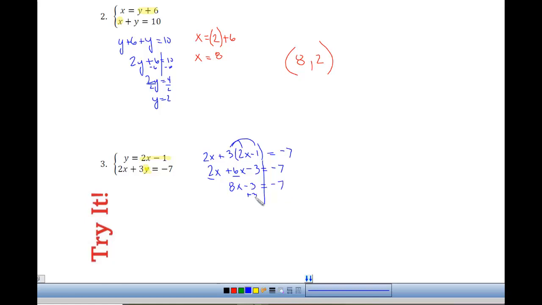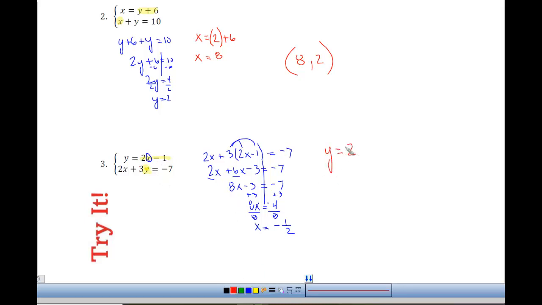I'm going to go ahead and add 3 to both sides. So 8x is now equal to, looks like, negative 4. And then I divide each by 8, and x equals negative 1/2. So now I'm going to take that and substitute it right in there for that x.